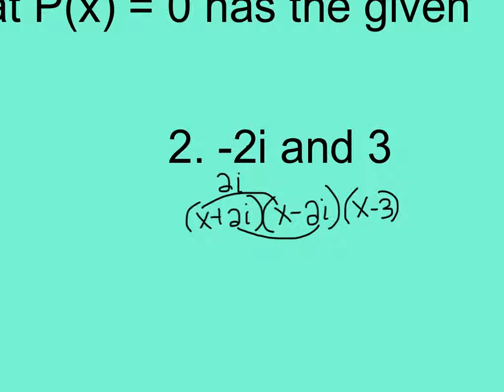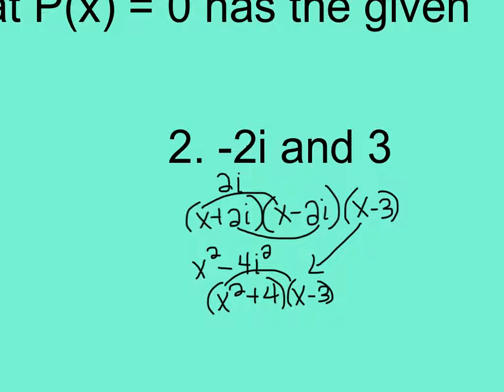Well, x times x is x squared. 2i times negative 2i is negative 4i squared. That i squared is going to turn back to a negative 1, which will make that negative 4 a positive 4. So I have x squared plus 4, and I'm going to multiply it by the x minus 3.